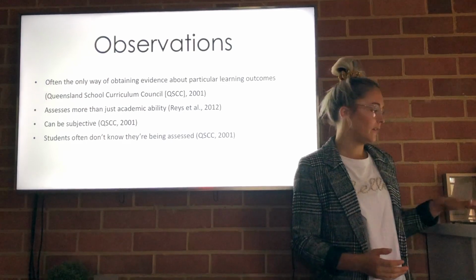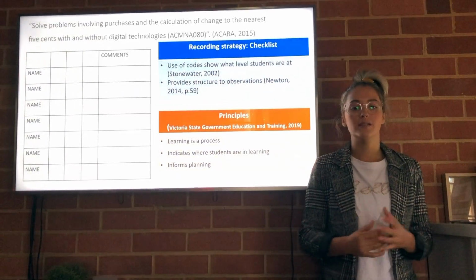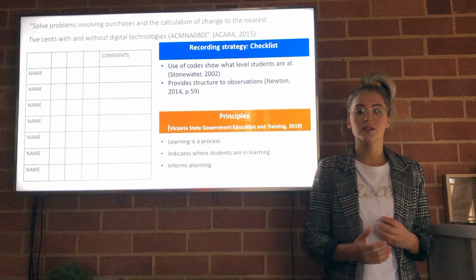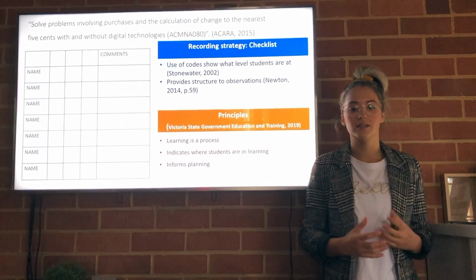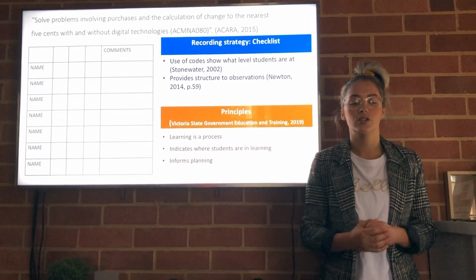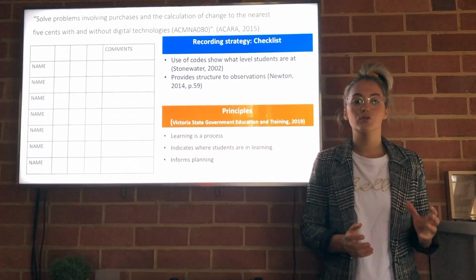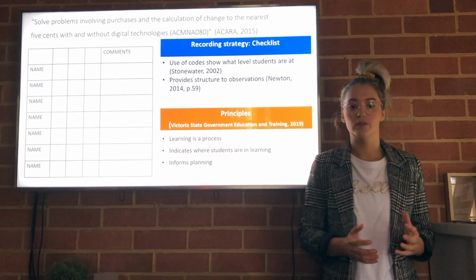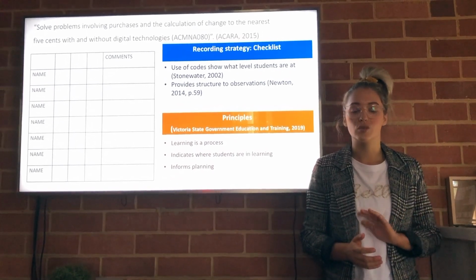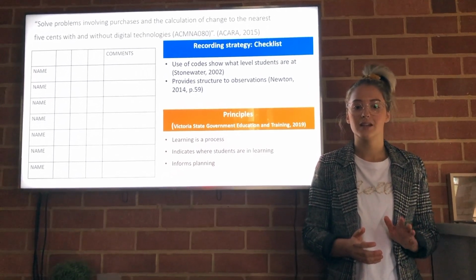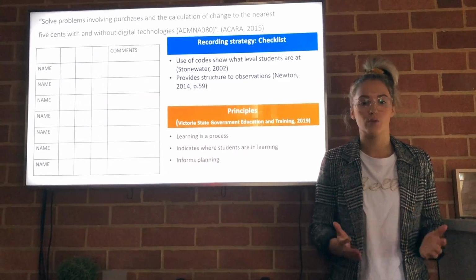Let's look at Year 4 now. For an example, under the money and financial substrand, students are to solve problems involving purchases and the calculation of change to the nearest 5 cents with and without digital technologies. A simple small group activity of shops could be observed quite discreetly, therefore cause no stress to students about being assessed and provide teachers with data for a range of purposes.